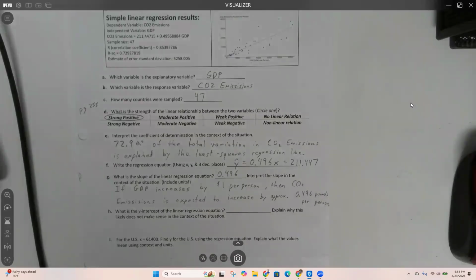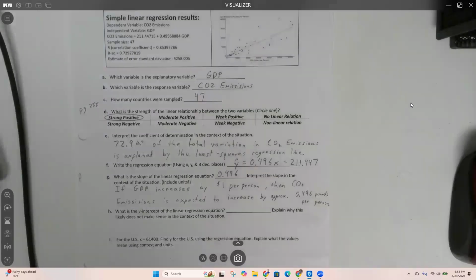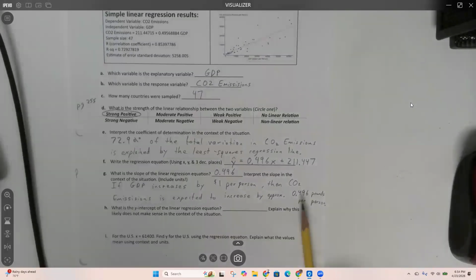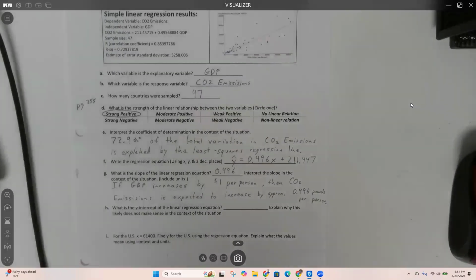That makes sense, right? Because if GDP increases by $1 per person, every person in the country makes $1 more worth of stuff. So each farmer produces one more apple. Each person working at the M&M factory produces one more bag of M&Ms. I think they're more than $1 now. Anyway, each person is going to produce an additional half a pound of CO2.